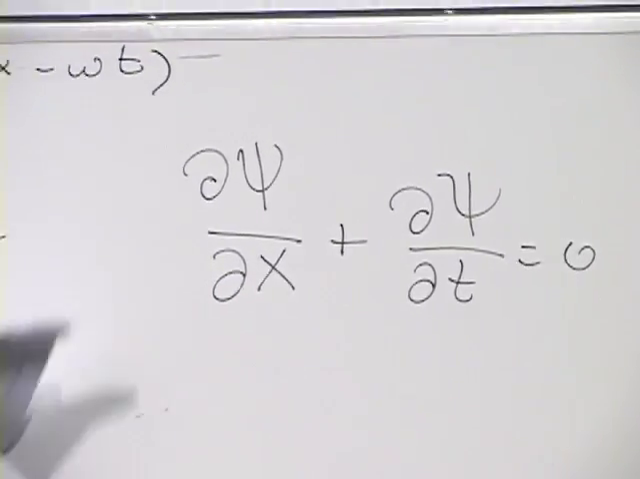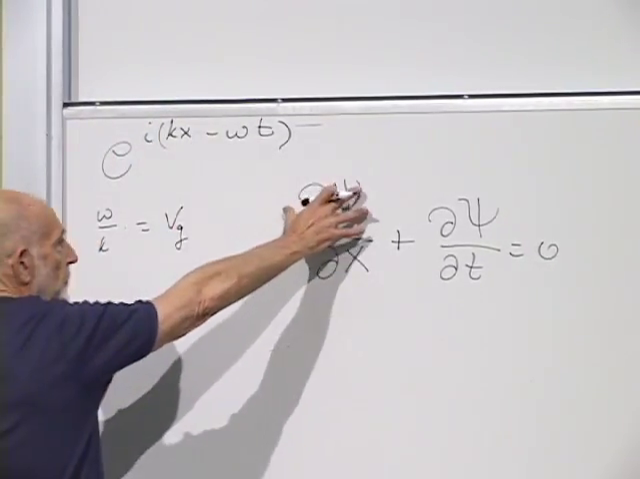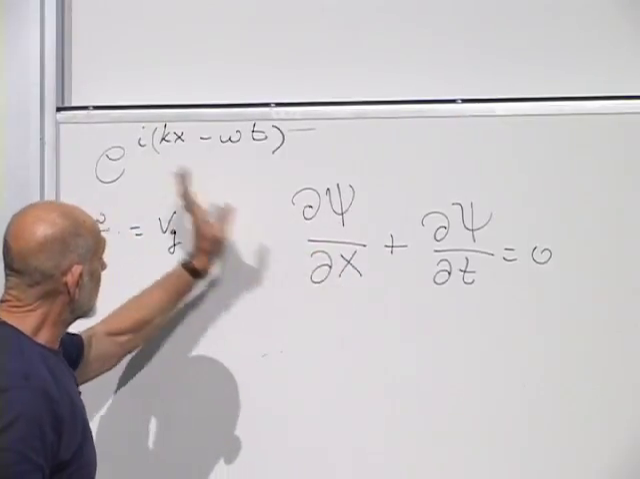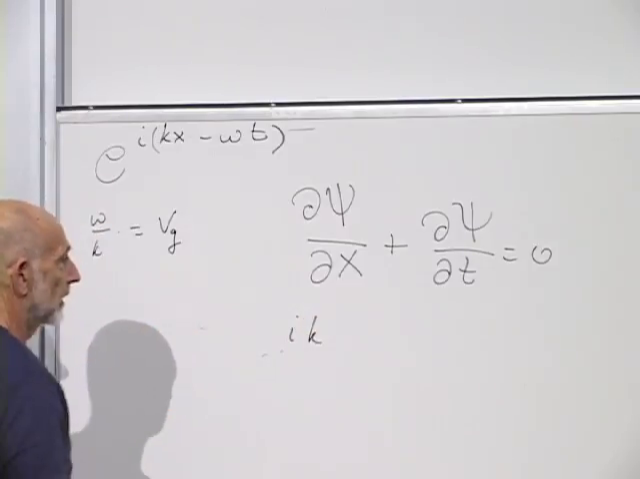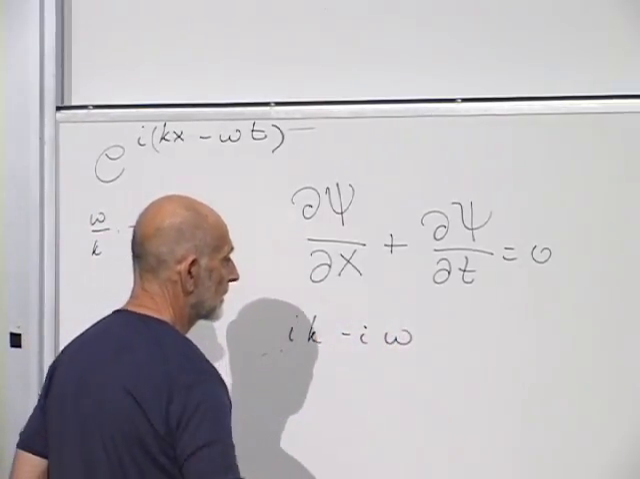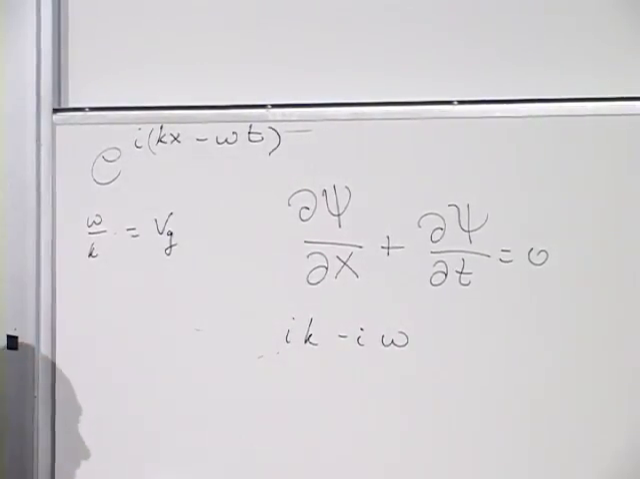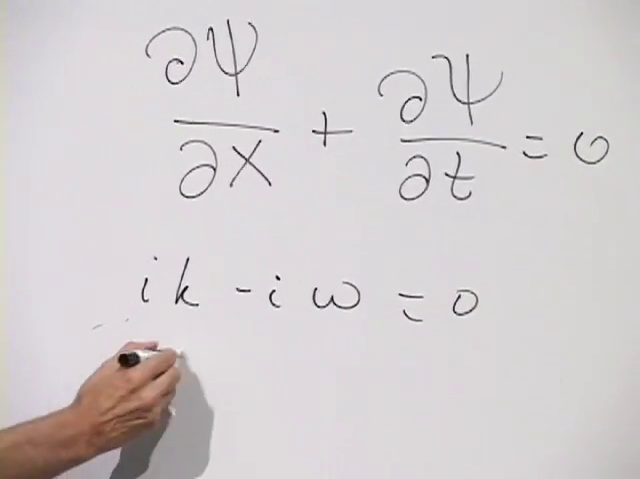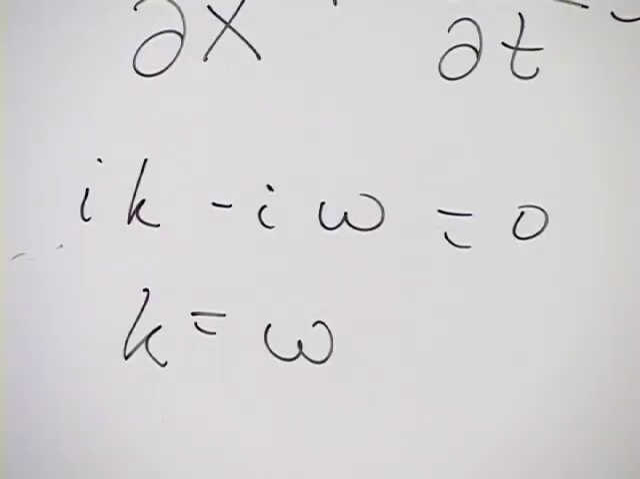If this were the form of psi, we can use this equation to tell us what the relation between k and omega is. D psi by dx, taking a derivative with respect to x, pulls down an ik. Taking a derivative with respect to t pulls down a minus i omega. All of that just multiplies the original function. And if we set it equal to zero, it just says that ik is equal to i omega, or that k is equal to omega. And that's obviously a wave that moves to the right, as was said.